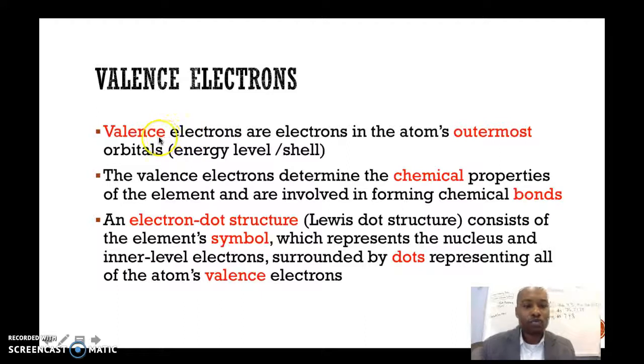Okay, and this leads us to the idea of valence electrons. Valence electrons are electrons that are in the outermost level. This is a very important concept, because these valence electrons determine the chemical properties of the element, and they're the ones that are going to be involved in chemical bonding. So we use something called an electron dot structure or Lewis dot structure, which consists of the element symbol, which represents the nucleus and the inner level electrons, surrounded by dots representing all of the atom's valence electrons.